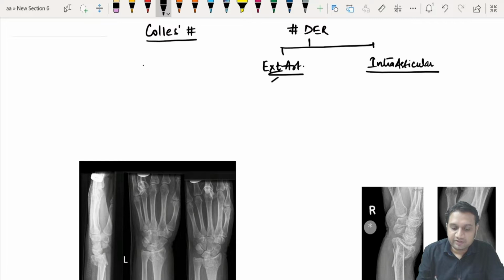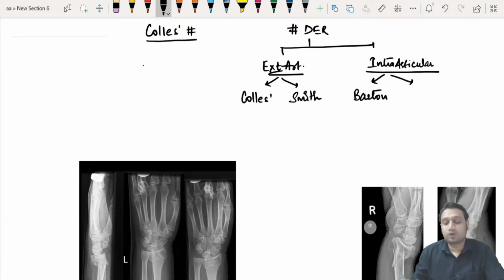So extra-articular fractures we have two, right? One is Colles and one is Smith. And when you say intra-articular fracture, what are those? These are again two. One is Barton, which can be a volar Barton or dorsal Barton, and second is Schoffer. So when you say intra-articular, which joint are you referring to? We are referring to the radiocarpal joint.